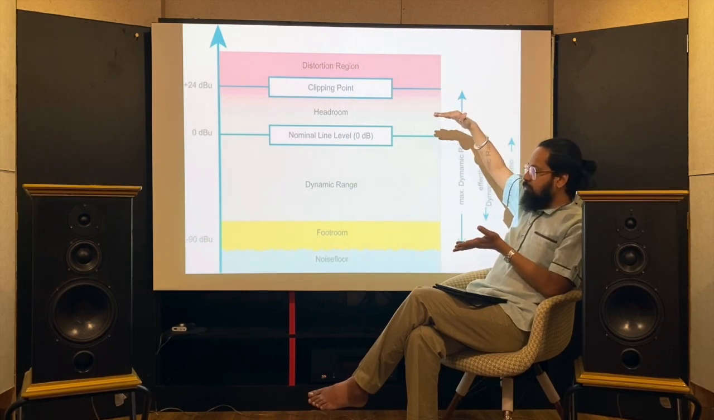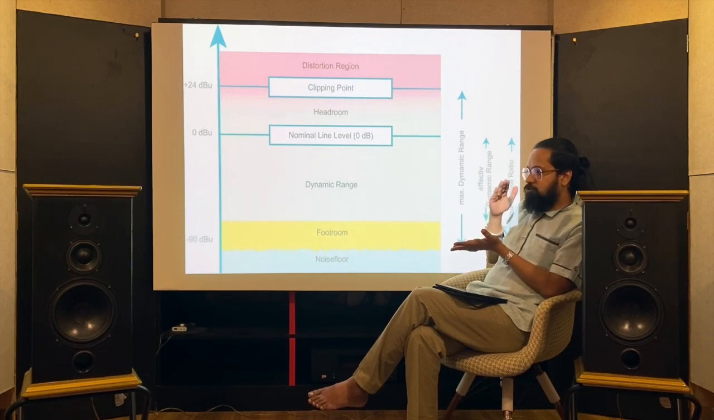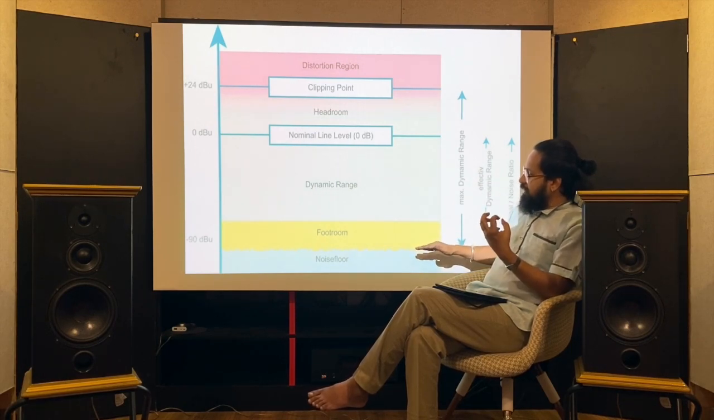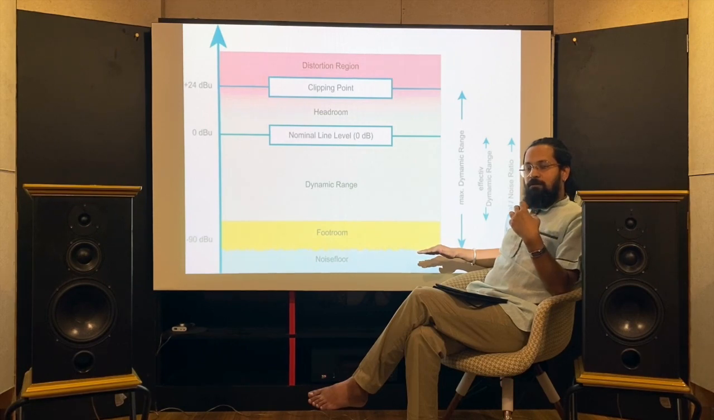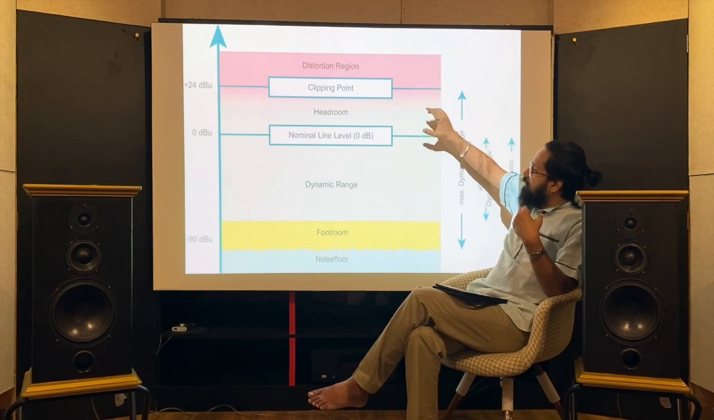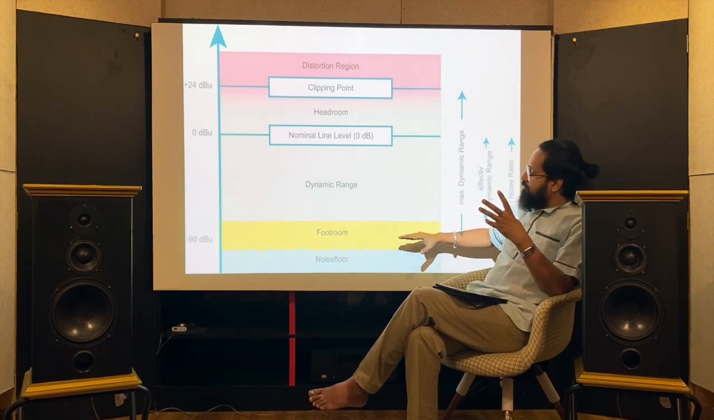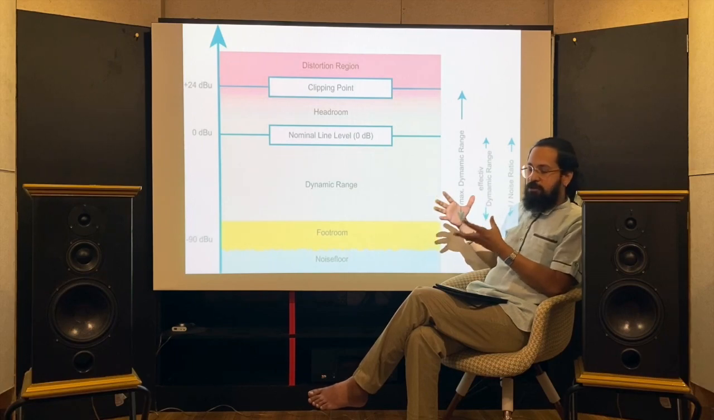So when we are speaking about dynamic range, the sound engineer has put so much effort in ensuring that when the movie is being watched, the viewer experiences the sound levels and quality, and actually the live feel of that sound, starting from the footroom all the way till the headroom. He ensures that you experience everything from this range to that range. For example, if he doesn't do that, he is not a good sound engineer.